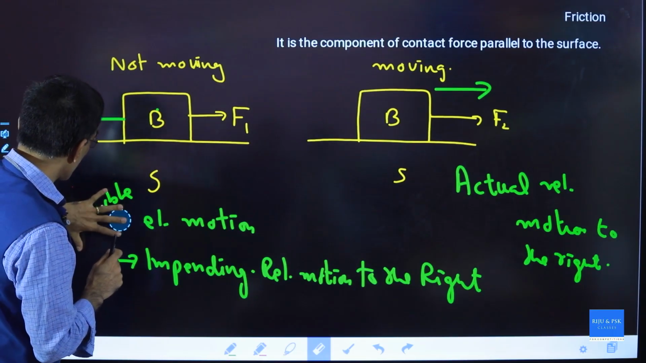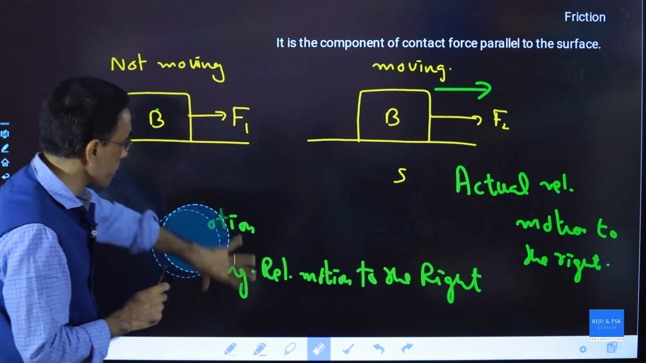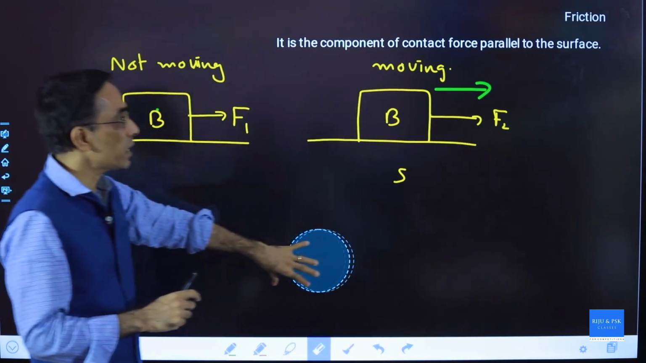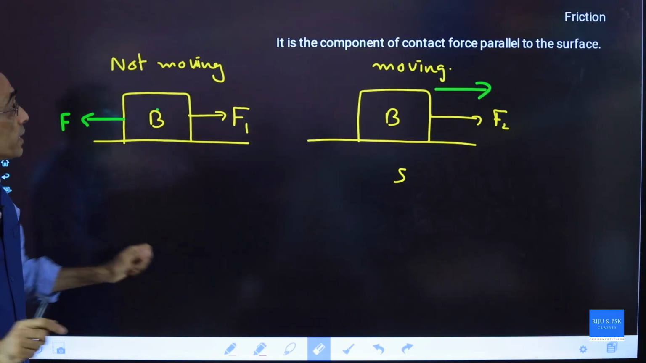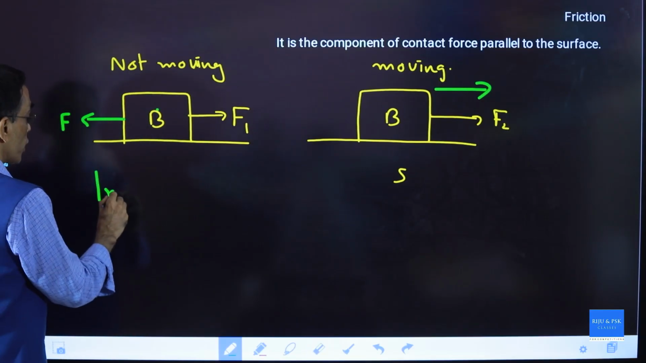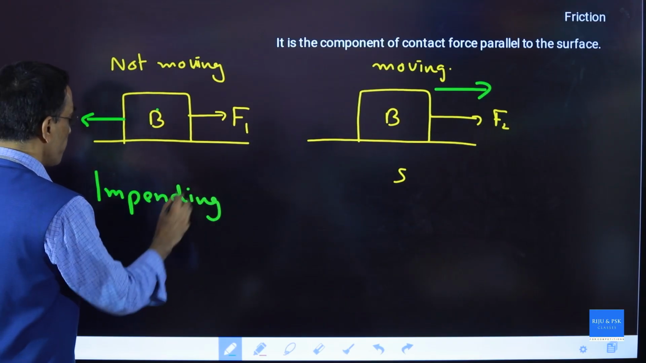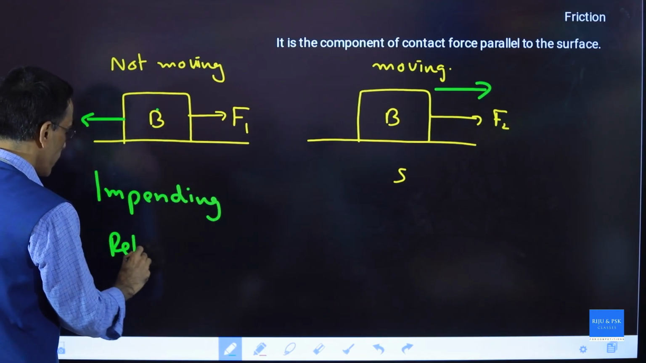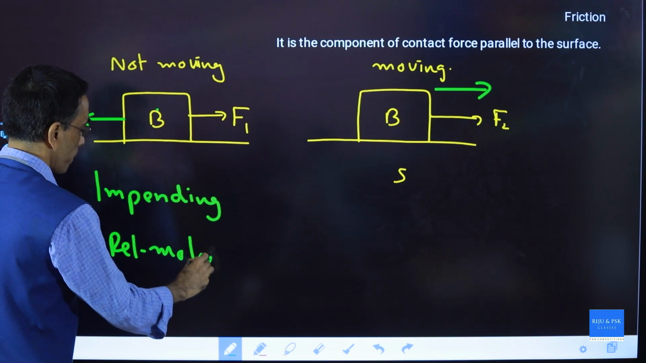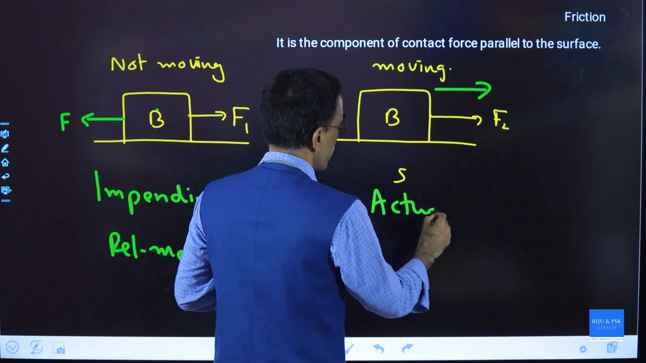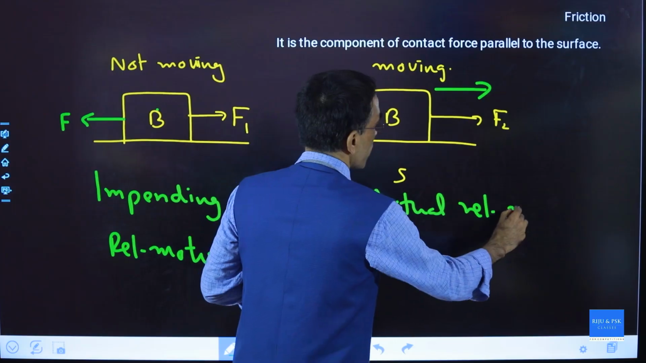Now, to cut short everything, I have two different cases here, two situations. In the first situation, there is an impending relative motion. Study this word and use it somewhere: impending relative motion. And here there is an actual relative motion.